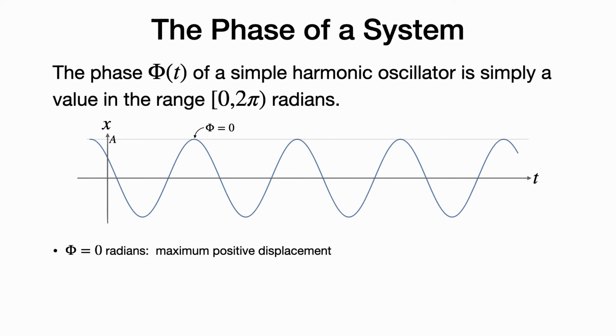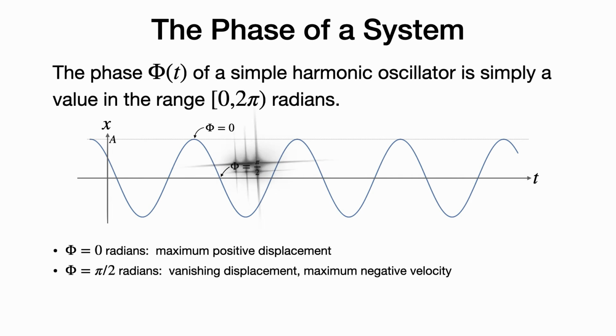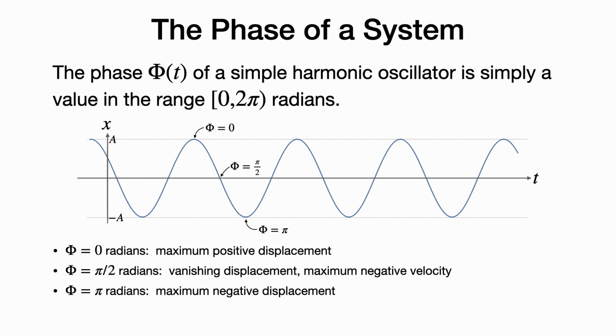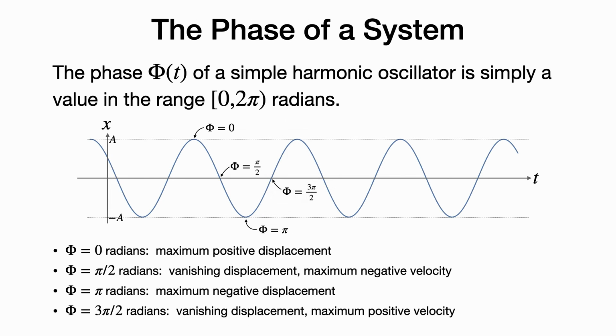On this diagram, we have labeled one particular peak here as the maximum possible displacement and has phase of 0, but any of the peaks would equally well be representative of a phase of 0 radians. A phase of pi over 2 occurs when the oscillator has vanishing displacement and maximum negative velocity. A phase of pi radians means the oscillator has a maximum negative displacement, and a phase of 3 pi over 2 radians means that we have, again, vanishing displacement, but in this case, a maximum positive velocity.